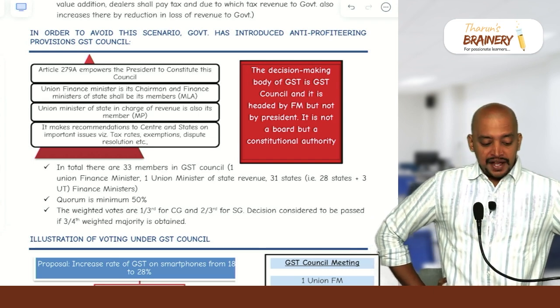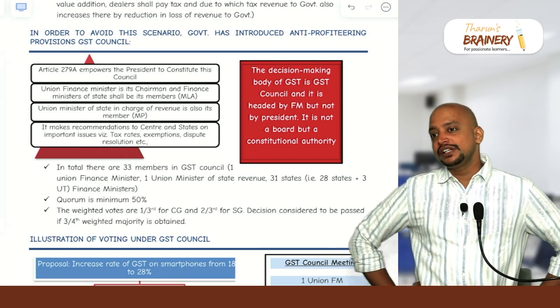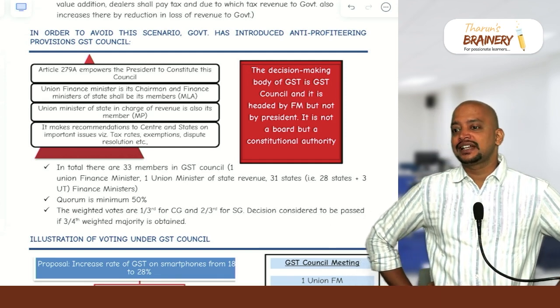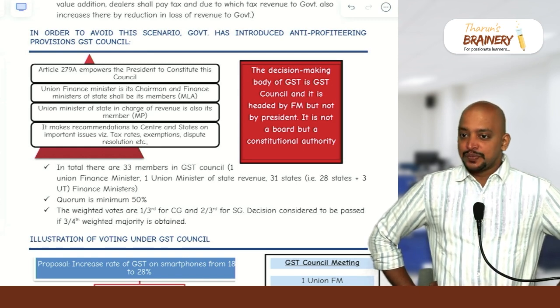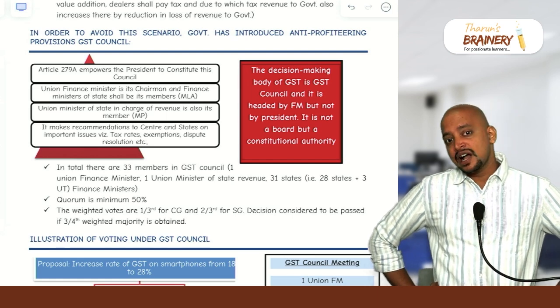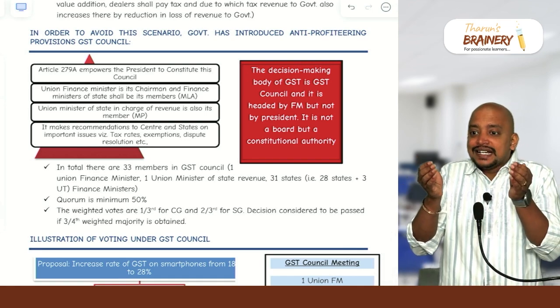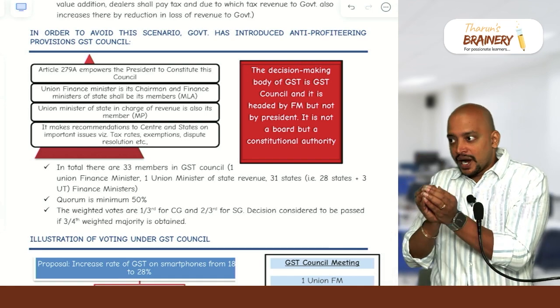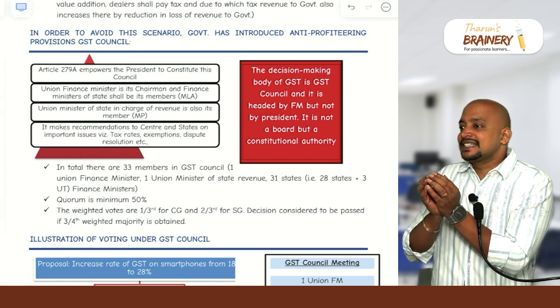Tell me whether we have a single GST model or a dual GST model. Dual GST model. In the dual GST model, both the central government and the state government shall levy. Correct or not? Which means, can only the central government decide everything? No. Can the state government alone decide everything? No. That's the reason why a common decision making body was required. That common decision making body is known as the GST Council.